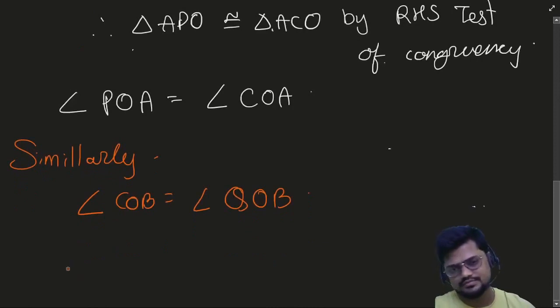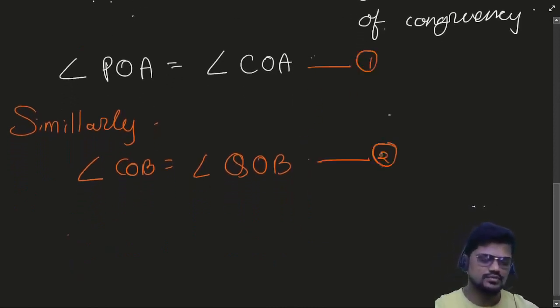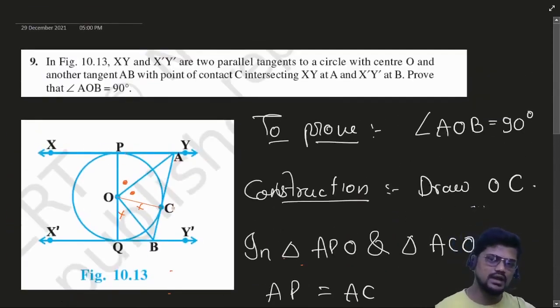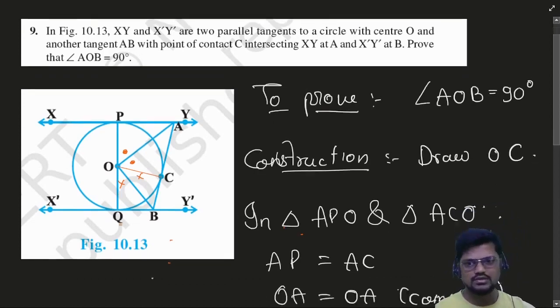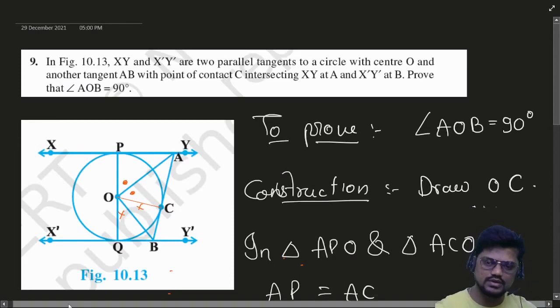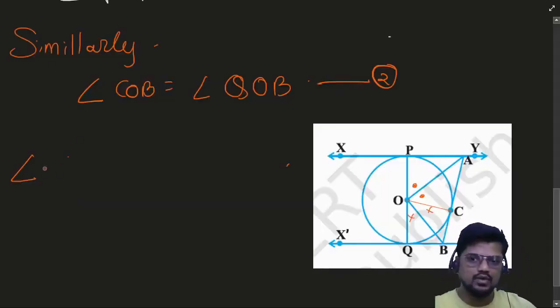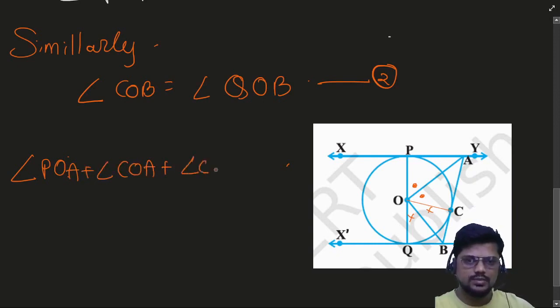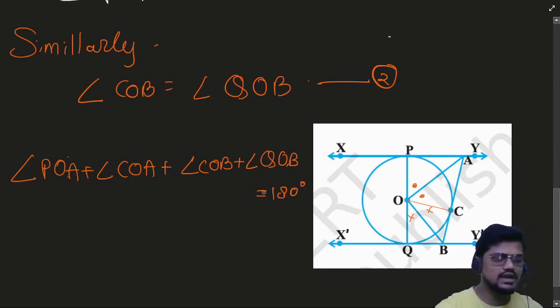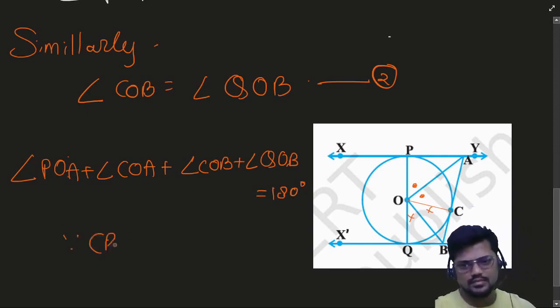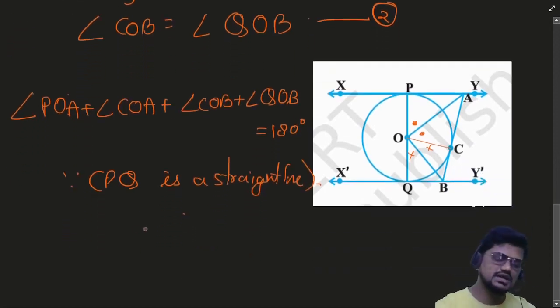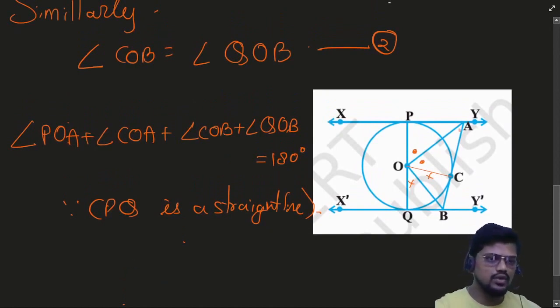Now, what do we know? Let's keep this as 1 and this as 2. Angle POA plus angle AOC plus angle COB plus angle BOQ will be equal to 180 degrees, since PQ is a straight line. So angle POA plus angle COA plus angle COB plus angle QOB equals 180 degrees. What is the reason? They are a linear pair, or you can say, since PQ is a straight line, the sum of all the angles will be equal to 180 degrees. Now, POA and COA both are equal.